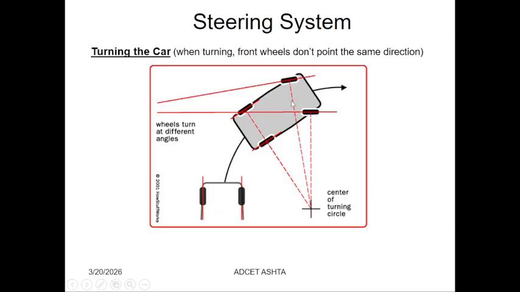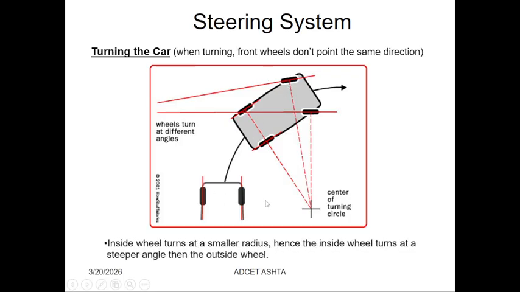When the car moves to the right side, there are changes in the angle of the wheels. Each wheel is at a different angle, referenced to the center of the turning circle, and this turning circle helps the vehicle move, creating some angle between the wheels. The inside wheel turns on a smaller radius, hence the inside wheel turns at a steeper angle than the outside wheel.